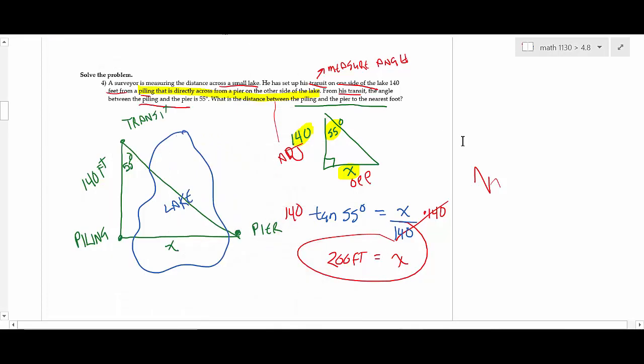Okay, all right, does that make sense to everybody once I get the triangle set up? The hard part's getting the diagram set up, and once you do get your right triangle, it should be pretty easy to do that. Okay, so 200 would be the right answer to that problem.